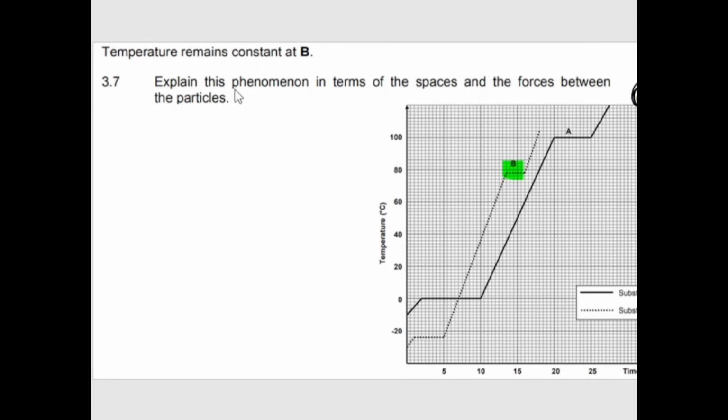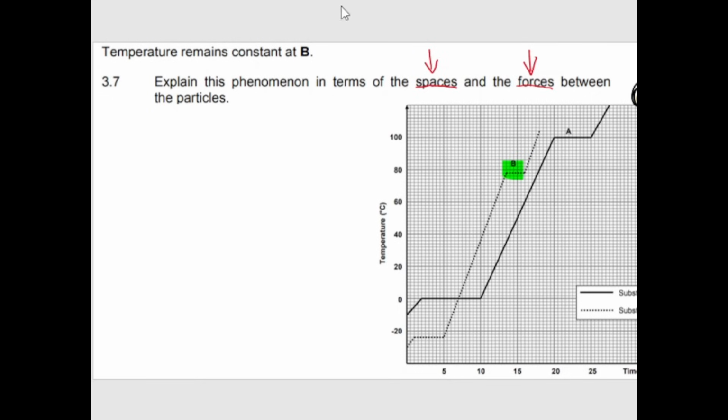It says explain this phenomenon. In other words, explain why this is happening in terms of the spaces and the forces between the particles. So why is the temperature remaining constant? And they even tell you what they want you to mention in your answer. Don't ignore these prompts. You know that in your answer, they're going to give you marks for speaking about spaces. They're going to give you marks for speaking about forces.